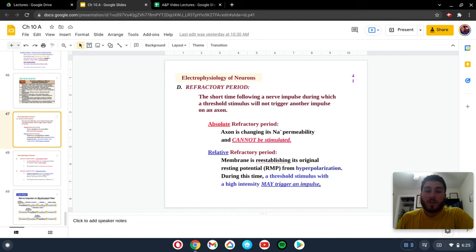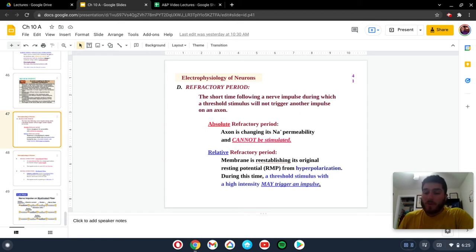So during this time, we cannot see an additional impulse being triggered. So in other words, we just activated that cell. We just sent it an impulse. This is that little bit of time that the cell needs in order to recuperate and to make sure that it is ready for an additional signal. So in this time, we cannot add an additional stimulus to this.